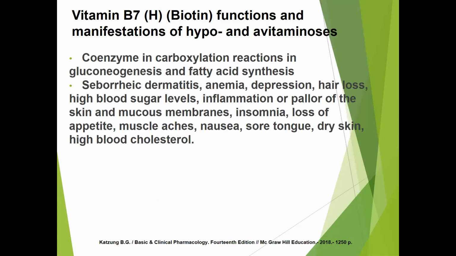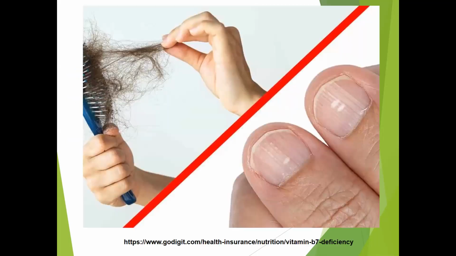Vitamin B7, biotin, coenzymes of the carboxylation reactions in the gluconeogenesis in liver and fatty acid synthesis. Simply, what if the patient has clinical symptoms, when they think maybe that is the deficiency of this vitamin: seborrheic dermatitis, anemia, depressions, hair loss, high blood sugar level, inflammations or pallor of the skin and mucous membranes, insomnia, loss of appetite, muscle itches, nausea, sore tongue, dry skin, high blood cholesterol.